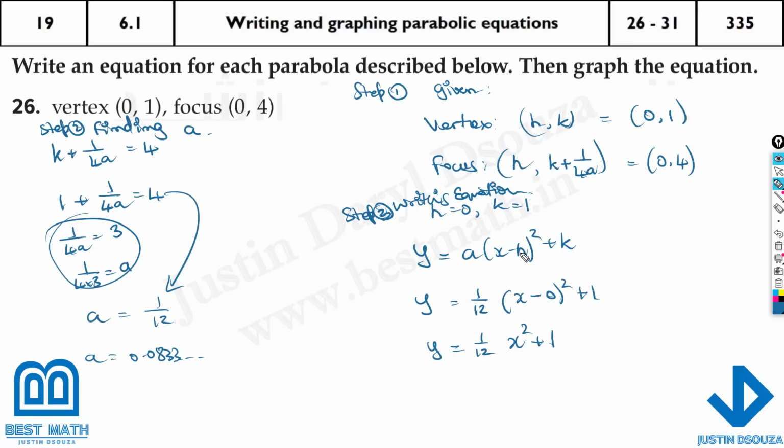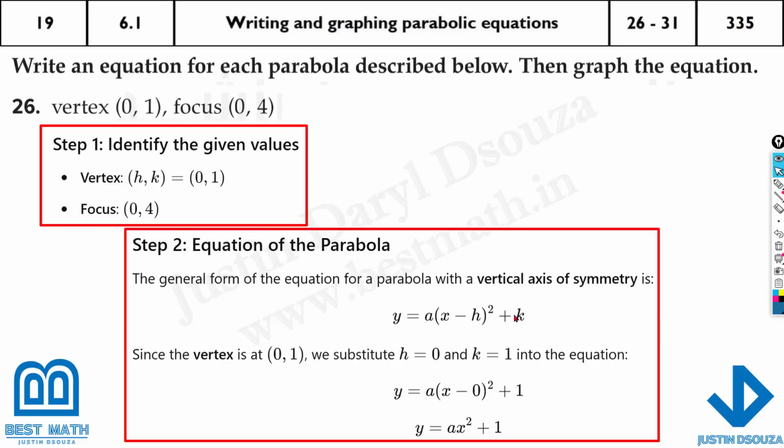Now it's not over. We have to graph this. Let's just check the answer. It should be 1 by 12 x squared plus 1. And over here you can see the given, all the details.